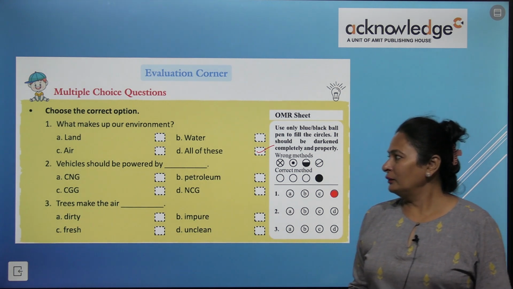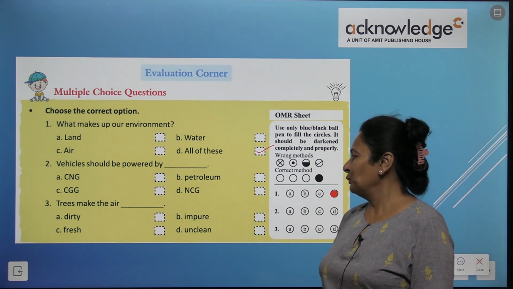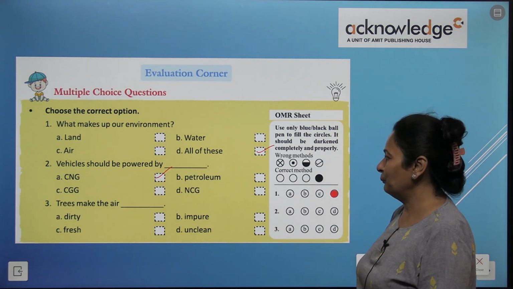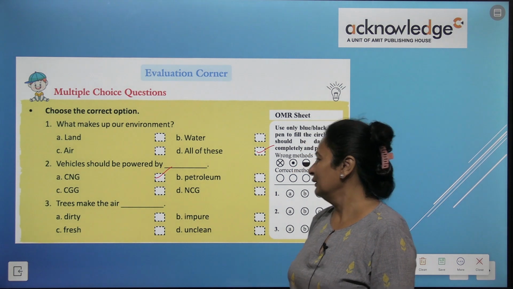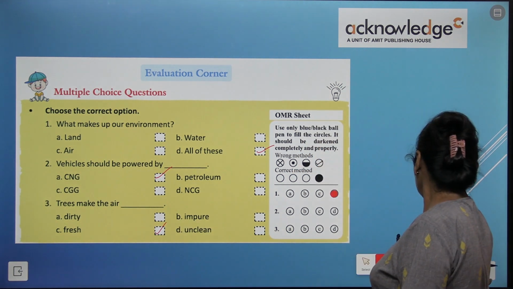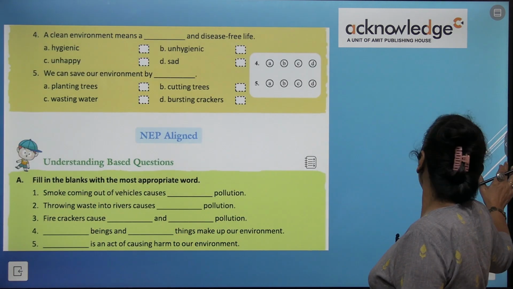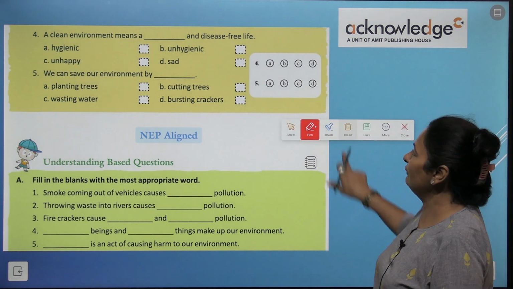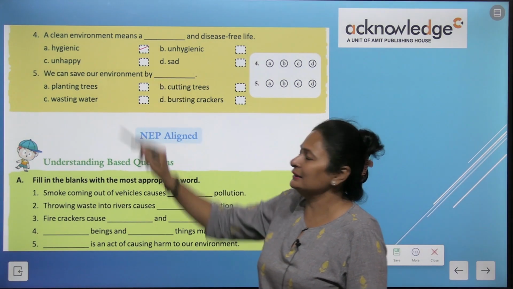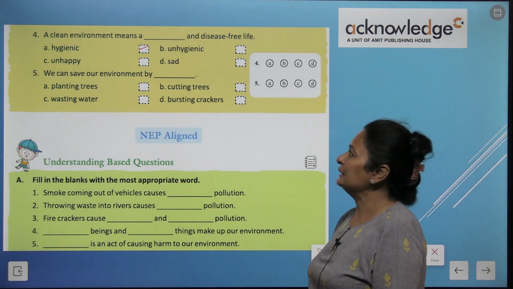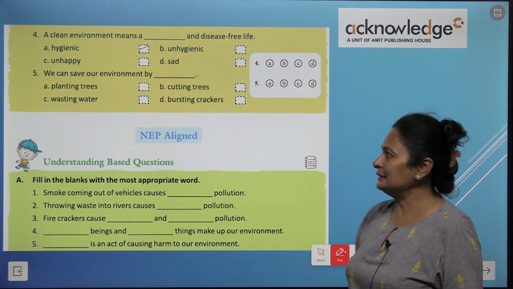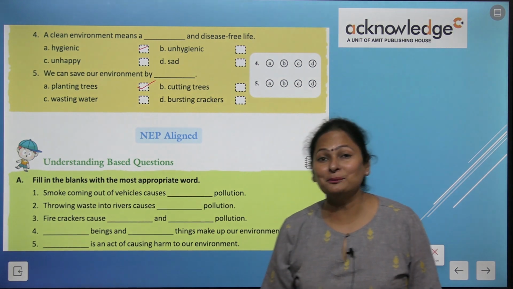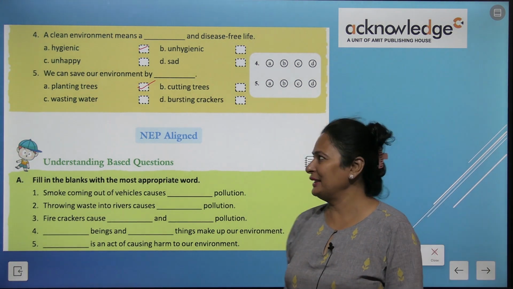Vehicles should be powered by CNG, CGG, petroleum or NCG. CNG kit-fitted vehicles are preferred. Trees make the air fresh. Next, a clean environment means a hygienic and diseases-free life. We can save our environment by planting trees, wasting water, cutting trees or bursting crackers. We can save our environment by planting more and more trees.